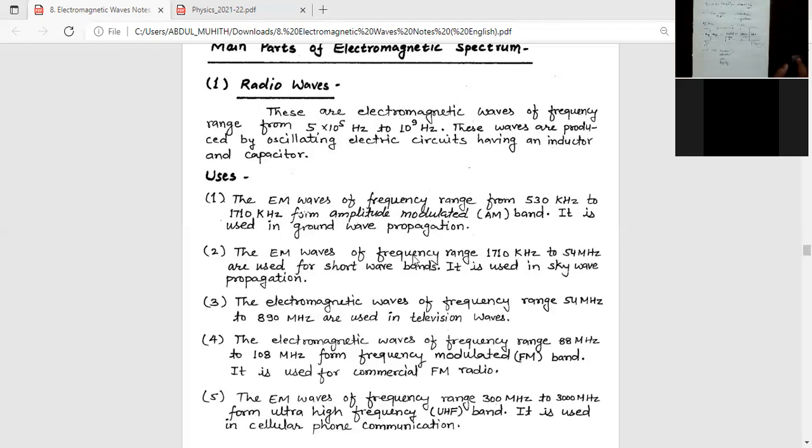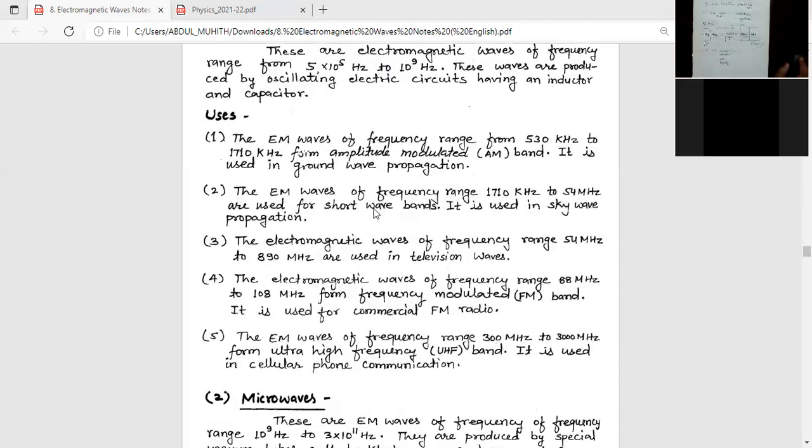In your car there is a radio. That radio has AM and FM. So we have AM at 530 to 1710, and it is generally used for ground wave propagation. Electromagnetic waves of frequency 1710 kilohertz to 54 megahertz are known as short wave bands. They are used in skywave propagation. Skywave is used, for example, for radar signals.